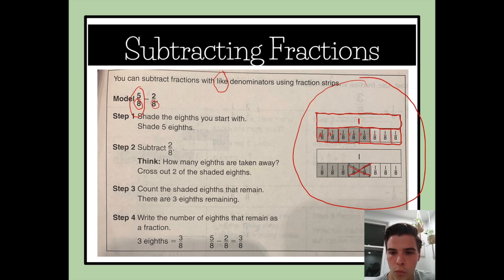So we have 1, 2, 3, 4, 5, 6. Confused. Oh, that's right. These 3 over here are not part of the initial problem. Remember, we only started with 5/8. We didn't start with 8/8. So these 3 right here are not part of this problem. Only what we had shaded, these 5/8. These were the initial problem, right? And then we crossed off 2 of the eighths, and now we're left with 1, 2, 3.